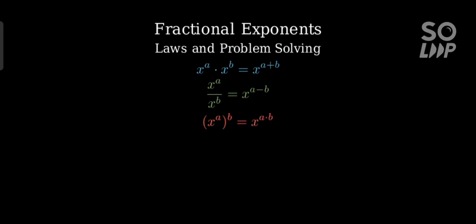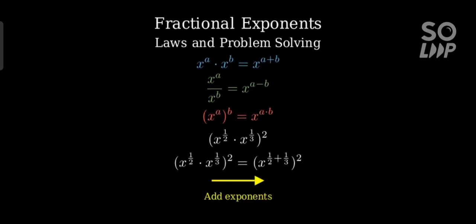Let's solve this example problem. Simplify the expression the quantity x to the 1/2 power times x to the 1/3 power, all raised to the power of 2. Let's solve this step by step. First, let's use the law for multiplying terms with the same base inside the parentheses. We add the exponents 1/2 plus 1/3.